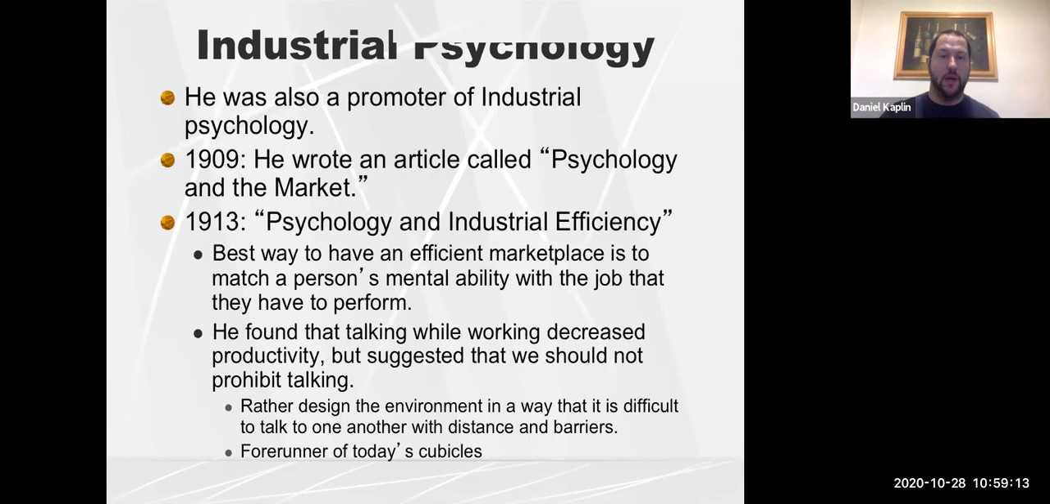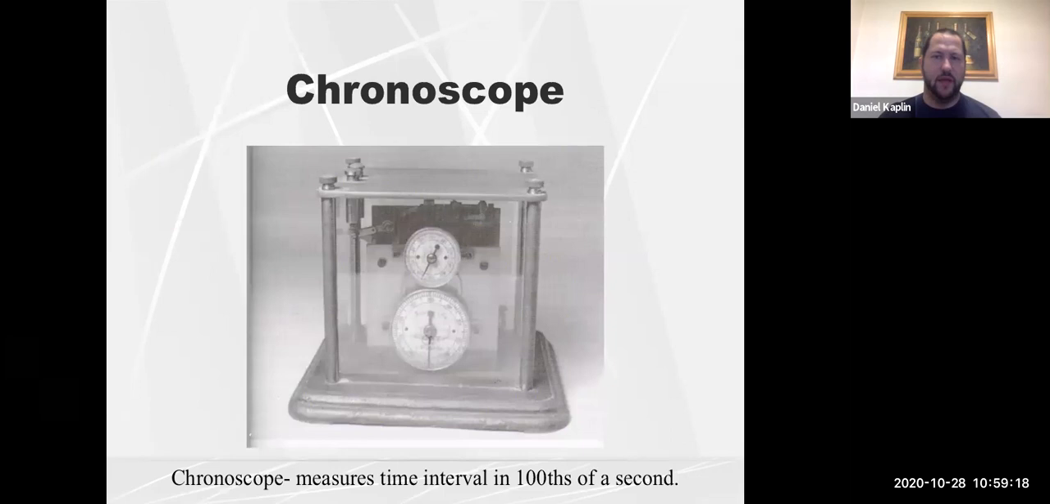And then ultimately he became interested and created the chronoscope, which is measuring time intervals at 1/100 of a second.